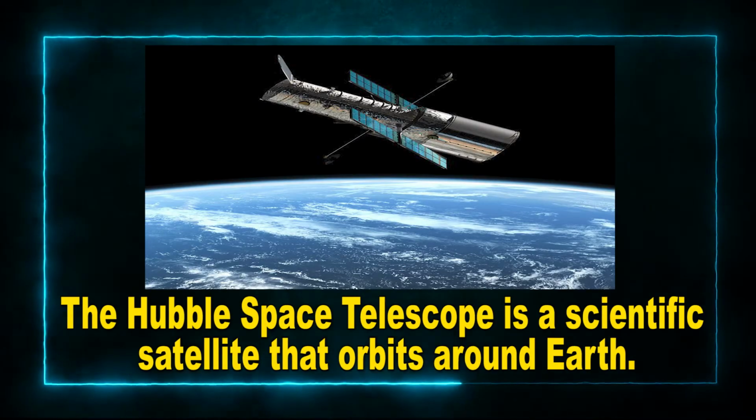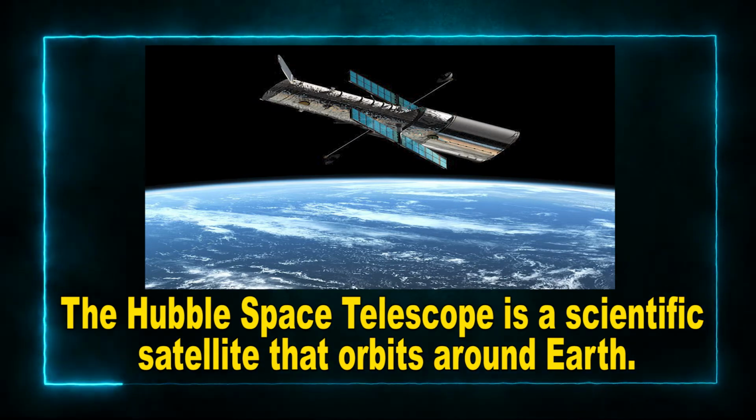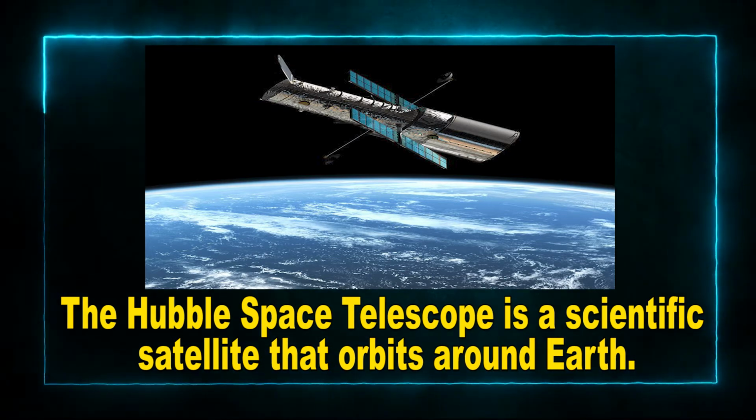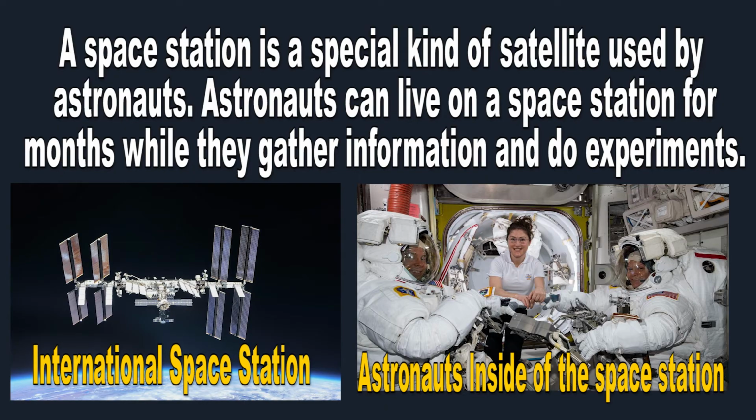Here you'll see a photograph of the Hubble Space Telescope, which is the scientific satellite that orbits the Earth. Notice in the photograph, that big glowing ball, that's our planet, that's Earth. Also, there is a special kind of satellite that is used by astronauts, and it is orbiting our Earth. The name of this satellite is the International Space Station. Astronauts can live on the space station for months while they gather information and do experiments.